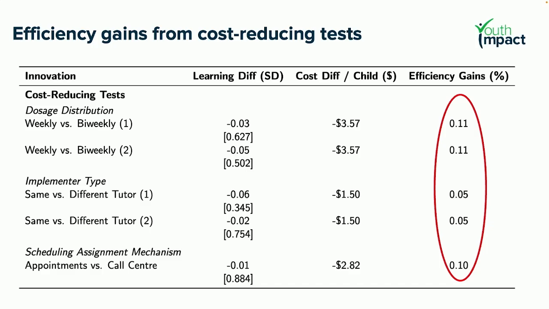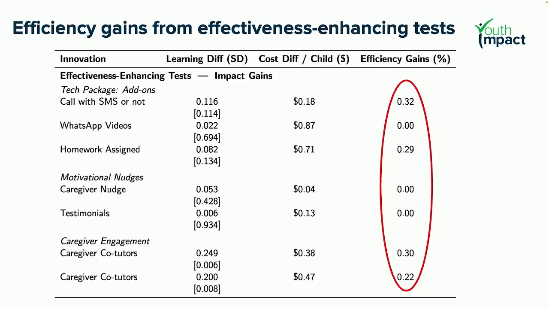And so what is the efficiency improvement? It ranges between a 5% and 11% reduction in cost for these cost-reducing tests, and all of these led to an efficiency improvement. On the effectiveness-enhancing tests, it ranges between 0, where there was no improvement in learning, and a 32% boost in learning.